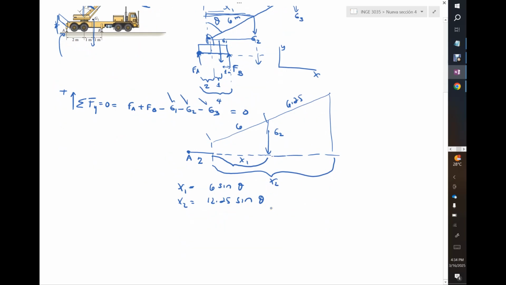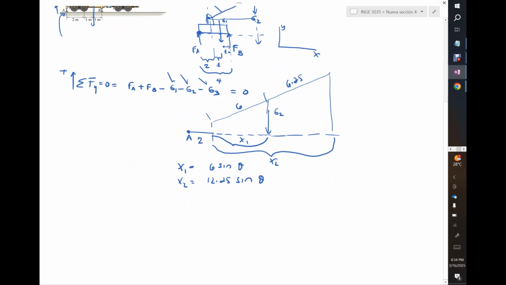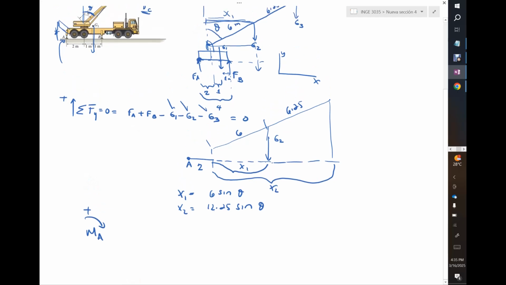Now, why are these two things important? Because when we take the moment, let's say around A, positive direction, and we are right here, meaning that the moment equals 0 equals FA. I don't care because there's no arm there, so that's 0. That FA is not important. But how about G1? Oh, G1 is important, and G1 is coming in the positive direction.